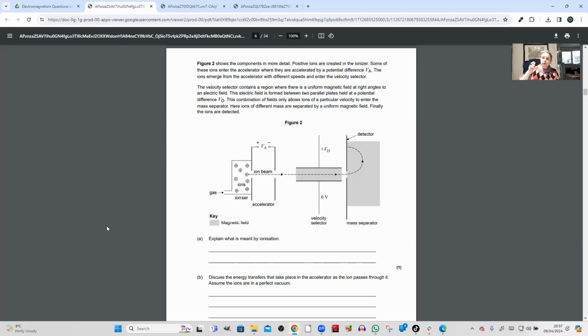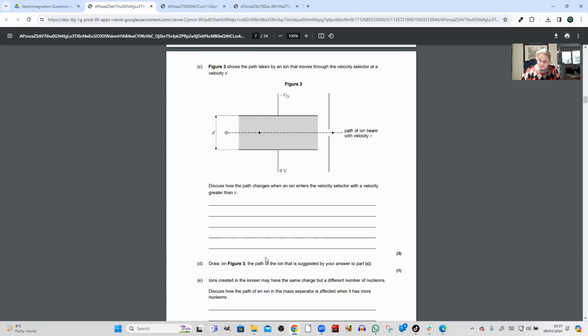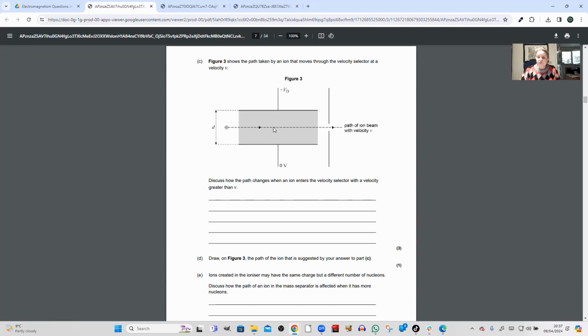Okay, now I want you to be aware that they haven't drawn on here the magnetic field. And the magnetic field for the velocity selector is different to the magnetic field in the mass separator. Okay, just want you to be really clear about that. Okay, so the ions of different masses are separated by a uniform magnetic field, and that's what we're going to talk about, the velocity selector bit. So it asks you what's meant by ionization, and then it asks you to discuss the energy transfers, but we're going to do part C, which is this velocity selector.